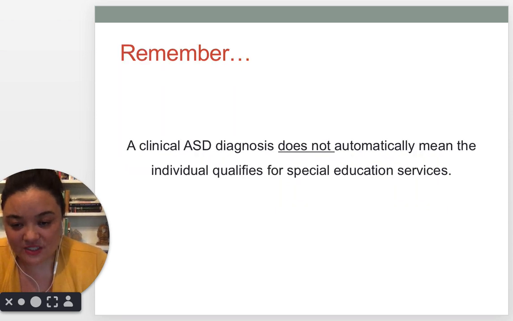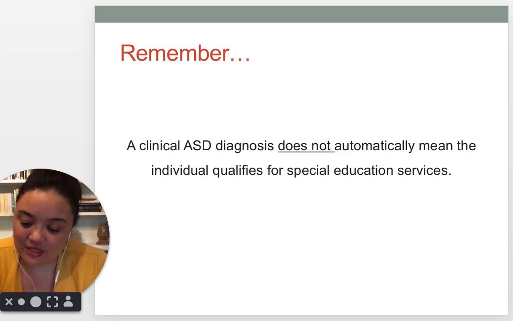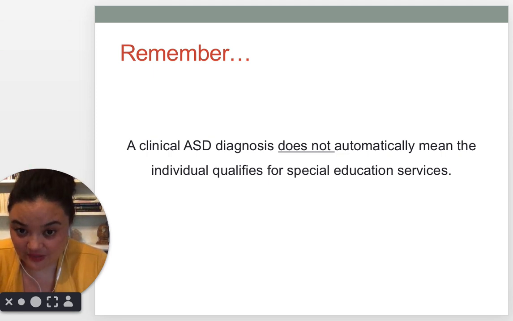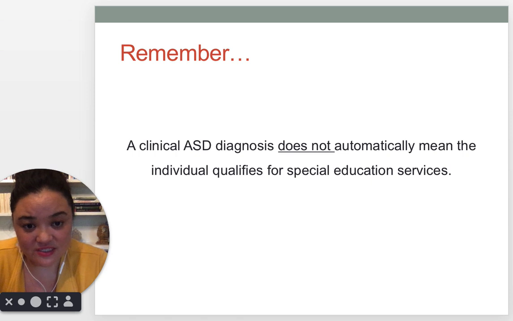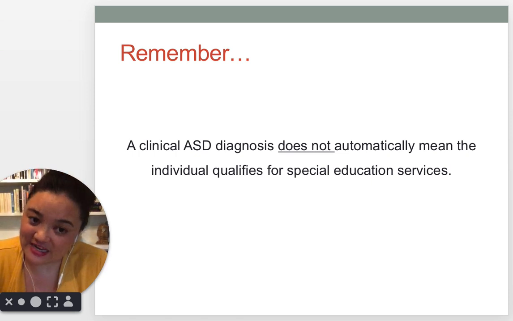Now, I do want to stress that everything we've talked about right now, especially with the DSM-5, those are criteria that we use to diagnose autism for clinical or medical purposes. Okay, that's something that a psychiatrist does. I do want to stress that a clinical diagnosis does not automatically mean that the individual qualifies for special education services, all right?